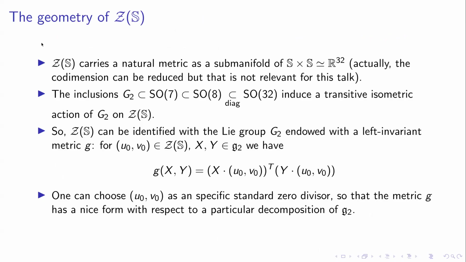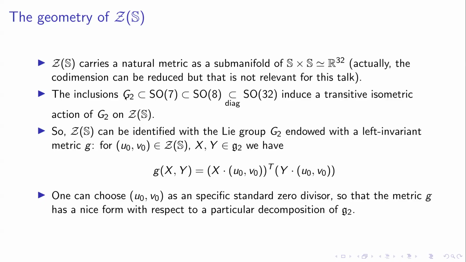So, let's talk about the geometry of the sedenion zero divisors. The first version, remember, with pairs of elements that multiply to zero, lives in a product of two copies of the sedenion algebra, which you can identify with R to the 32. And the metric is the usual submanifold metric. But the important thing is that this Lie group G2 acts transitively and also isometrically. So the metric is homogeneous under G2.